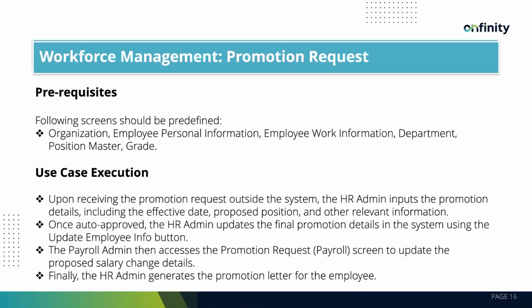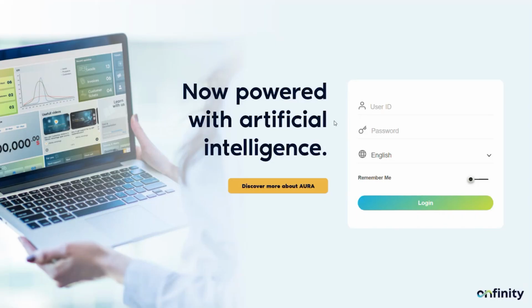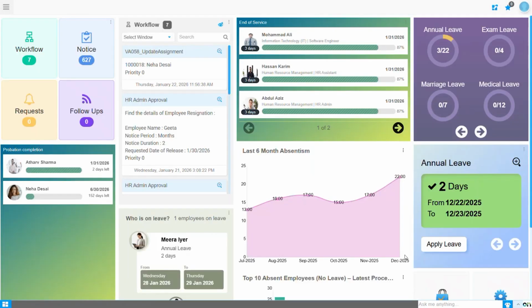Now let's take a look at how this works in the Onfinity system. This is the login page of the Onfinity system. To proceed, we'll enter our login credentials. I'm logging in with an admin role, so I'll enter the admin username and password. Once done, click on the Login button to access the system. After logging in successfully, you'll be directed to the homepage. Here, you'll find several charts and widgets displayed.